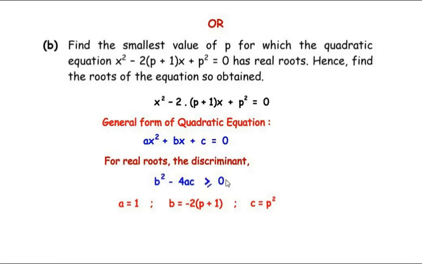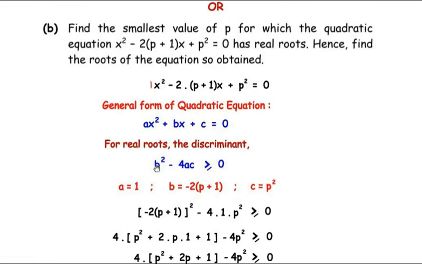Now once we have got this, to find out the values of a, b and c, we are going to compare the general form of the quadratic equation with the given equation. So here the value of a will be equal to 1 because both are coefficients of x square. So here we have written a equal to 1. Now the value of b is going to be negative 2 times p plus 1 because both are coefficients of x, and the value of c is going to be equal to p square because both are constants.